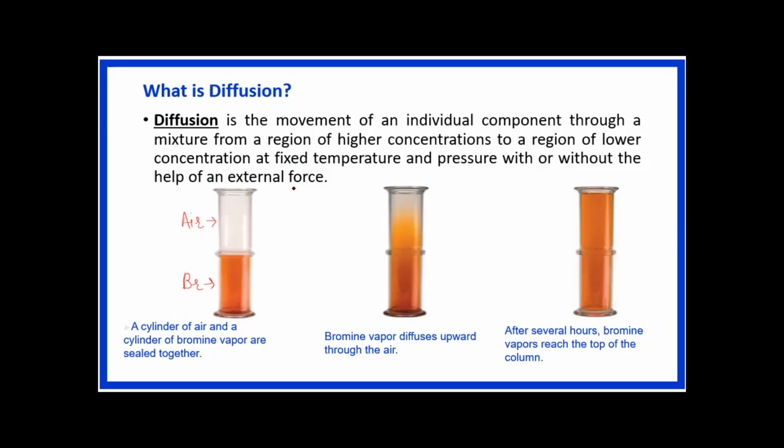After some time we can observe that some molecules of this bromine have diffused to the upper part of the cylinder, and after several hours these bromine vapors reach the top of the column. So there is no movement of bromine in the third case. It is nothing but an equilibrium condition, where the concentration difference becomes zero. So if delta C becomes zero, then there is no movement of molecules or particles or components in that area. If there is a difference in concentration in that region, then and only then molecular or component movement will occur, and that process is called diffusion. That is the simple concept.